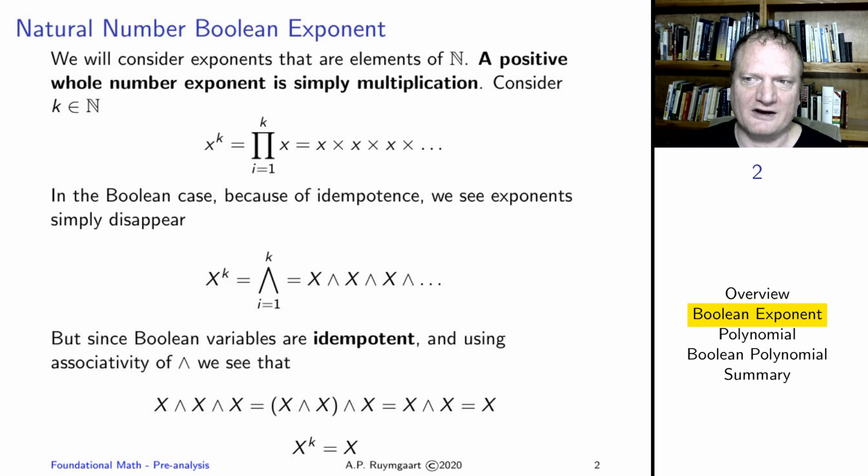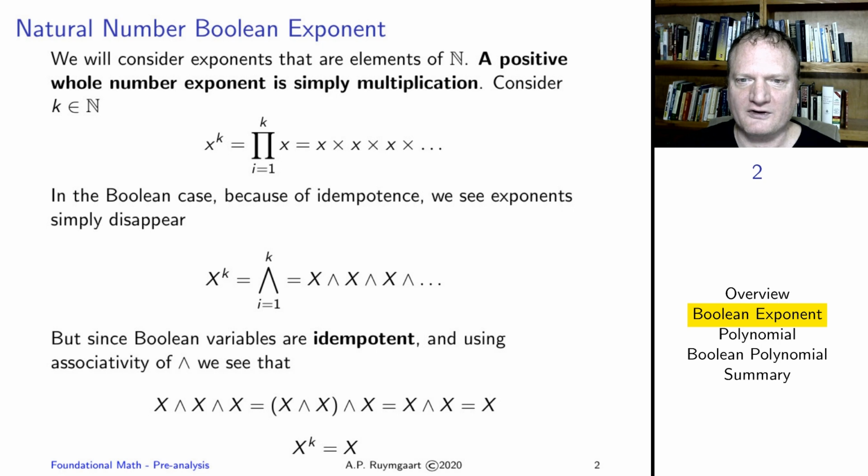You could, in fact, probably also use the big pi notation for Boolean numbers because Boolean multiplication is the AND operation, but we can do it either way depending on the notation that you prefer. The advantage of the big wedge notation is that you are reminded of the fact that you're working with Boolean numbers.